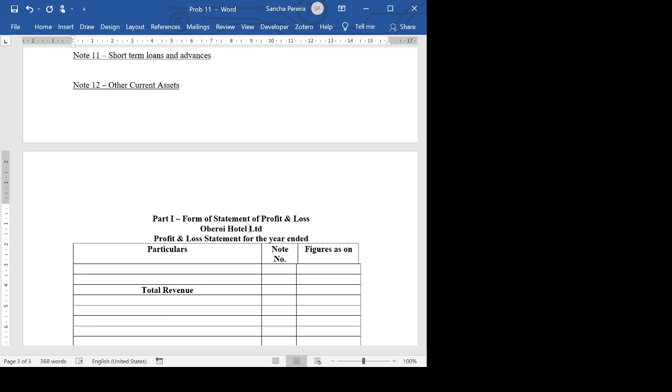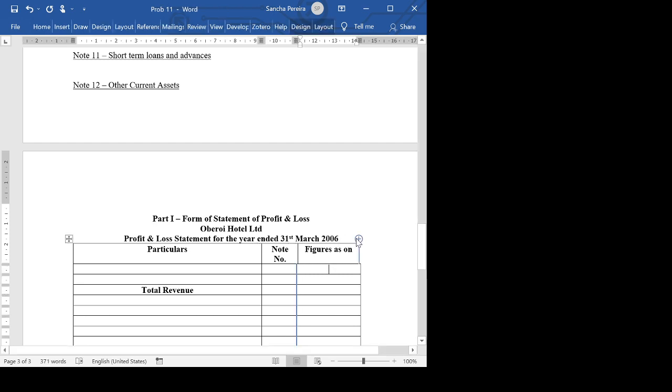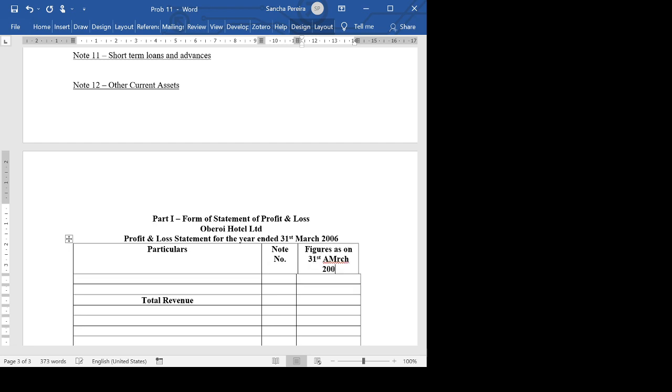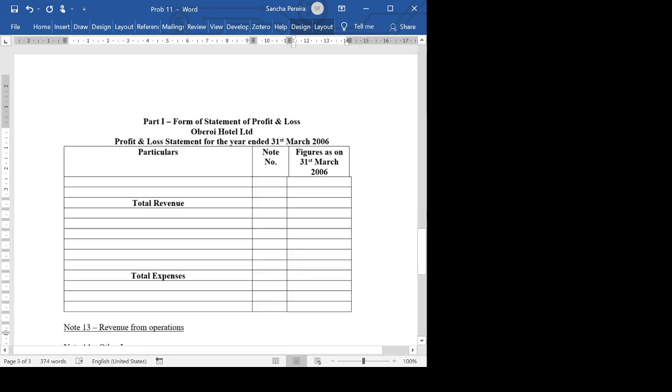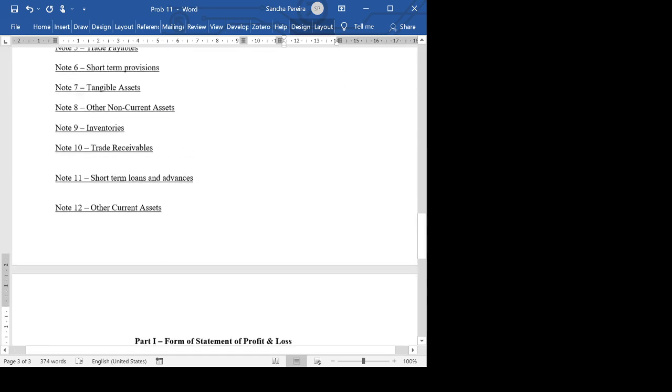The moment the word limited is there, you know you have to do it under the company form of organization. The moment two partners, X and Y, A and B, are there, then you know it's under partnership. For the year ended 31st March 2006. As on 31st March 2006. Okay, so let's start with the notes.